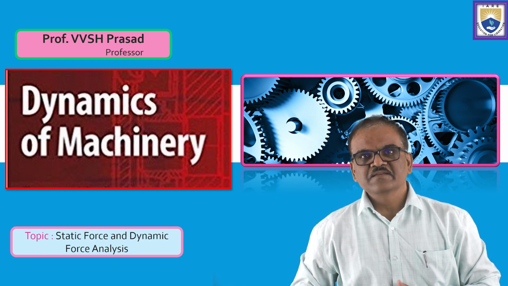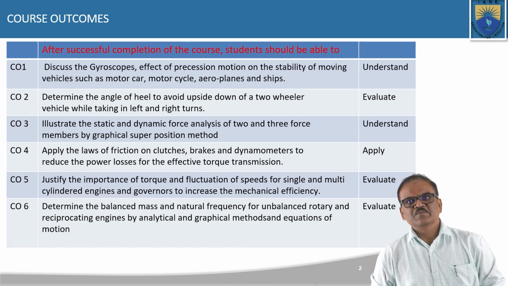After successful completion of the course, students should be able to meet the course outcomes, and the subject has 6 course outcomes. In that, CO3 is to illustrate the static and dynamic force analysis of 2 and 3 force members by graphical and superposition method that is being adopted in this. This particular topic will meet course outcome 3.